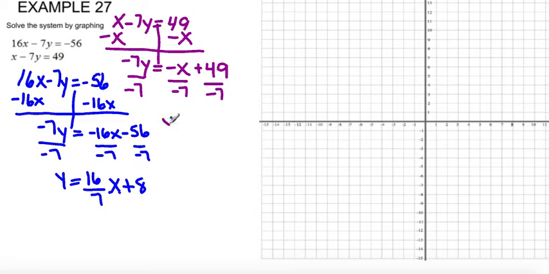So the answer: y equals negative 1 divided by negative 7 is positive 1/7. Bring down the x, and then positive 49 divided by negative 7 is negative 7. And of course, in order to graph the two equations, I have to figure out slope and y-intercept. The slope of the first equation is 16 over 7, and the y-intercept is 8.